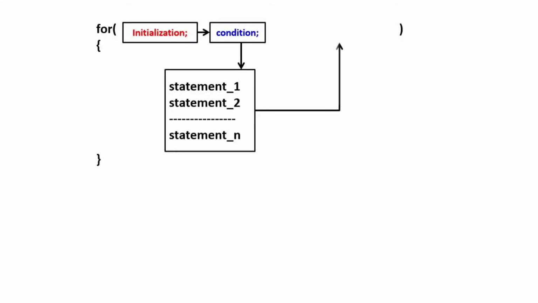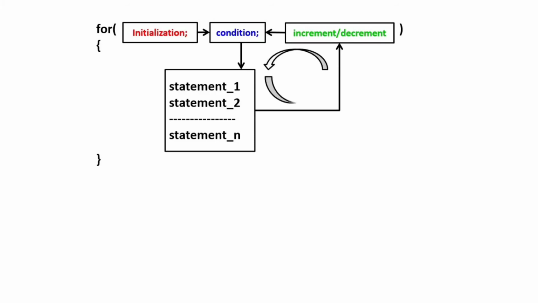We can convert this concept into programming. We have 3 stages. Initialization, that takes place only once. Then condition. If the condition is true, the statement inside for will be executed. After that, you have to either increment or decrement the value of I. Again you have to check the condition. This process will be repeated until your condition becomes false.